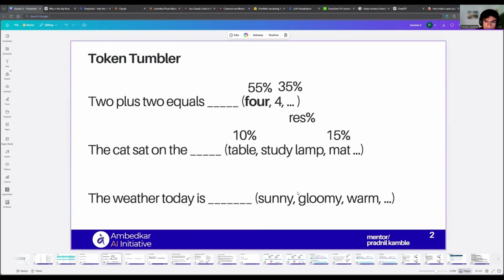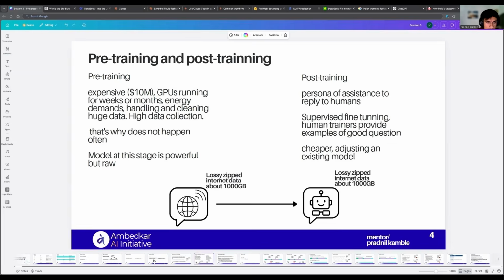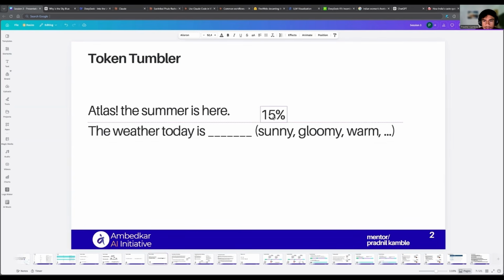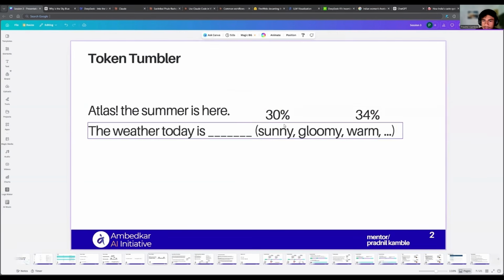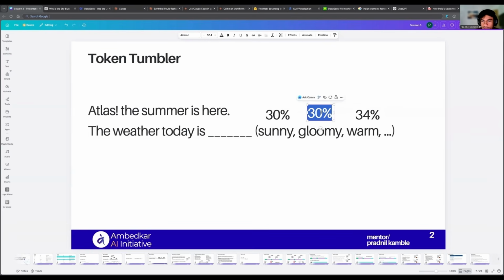Let me actually take back these scores from here so that we can give the likelihood. So let's say I feel now that there is a high likelihood that the next word is either sunny or warm. I feel that it's going to be warm. So let's say I'll give this 34%. I give this really 30%. And there is no chance that it would be gloomy. There is a very small chance. Obviously, there is a probability to everything. That's what we learn in physics.